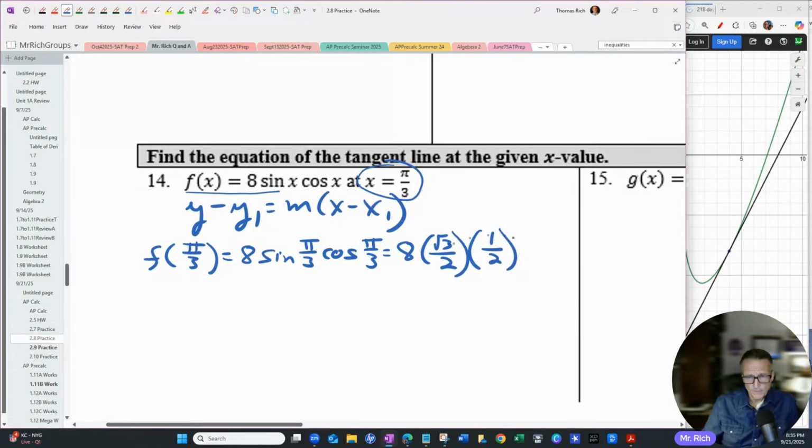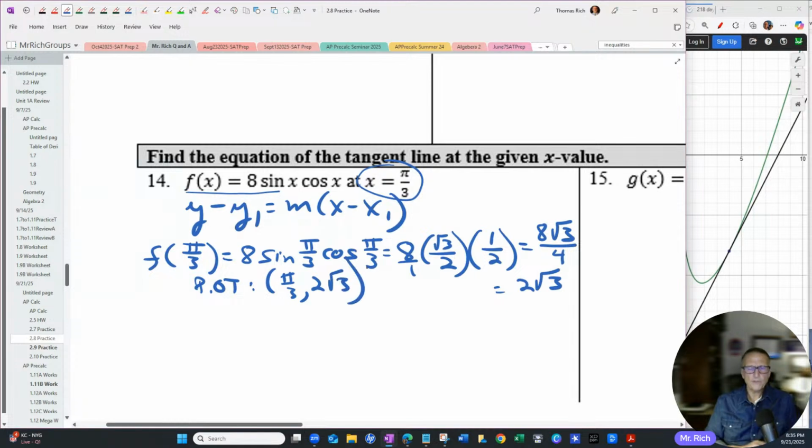Let's go ahead and do that multiplication. Well, that is going to be 8 times root 3 times 1, which we'll call 8 root 3. And then 2 times 2 in the bottom will give me 4. Let's simplify that: 8 divided by 4 is 2, so we'll call it 2 root 3. So the point of tangency, where the tangent line is going to hit the curve, is going to be at x equals pi over 3 and y equals 2 root 3. It's going to look like that.